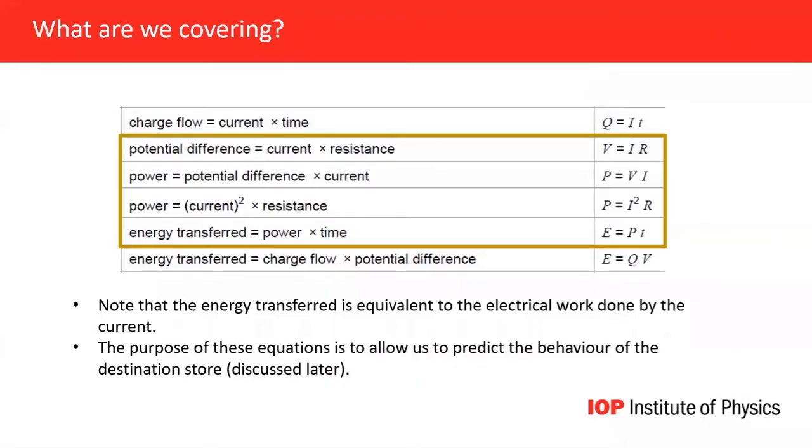At this point, it should be noted that the energy transferred by the current is equivalent to the electrical work done by that current. Ultimately, these equations are our tools in predicting the behaviour of a variety of destination stores and calculating the value of key measurable quantities.